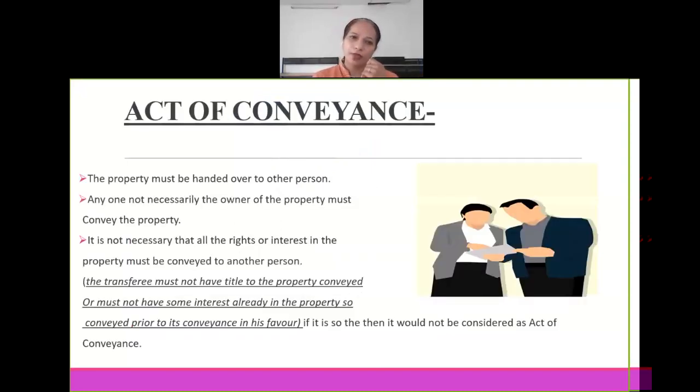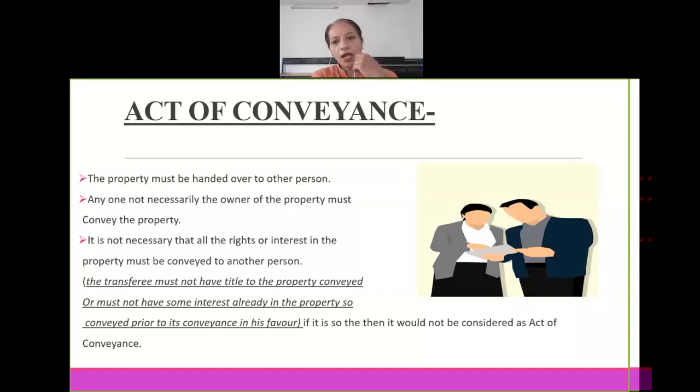Now, if we take into consideration the act of conveyance, transfer of property is nothing but an act of conveyance. So let us now try to understand it in a better way. What happens under the act of conveyance? The property must be handed over to another person. In the conveyance, there is a transfer, there is an alienation, and the alienation is in respect of what? Title.